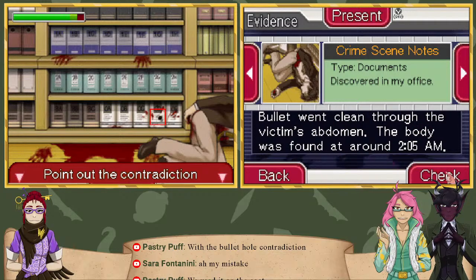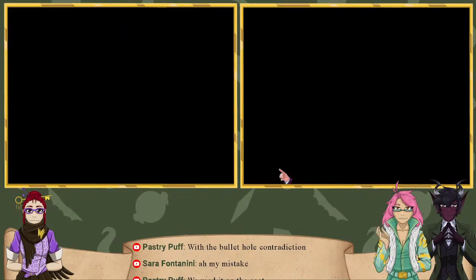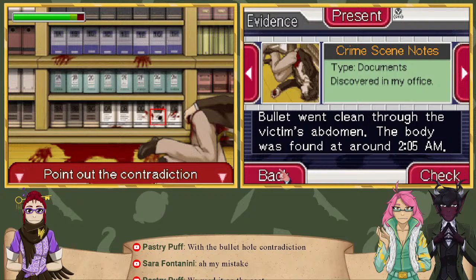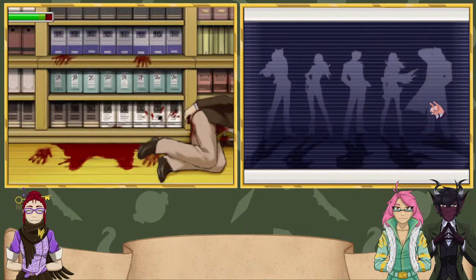I can check. What does check mean? Oh, just this. Back. Yeah. Types, documents discovered in my office. Yeah, we're gonna present it.